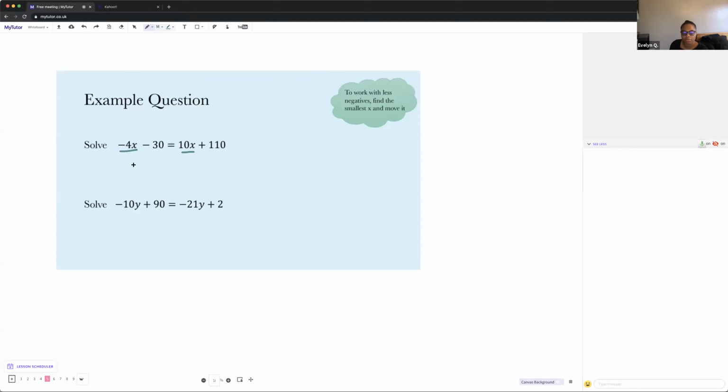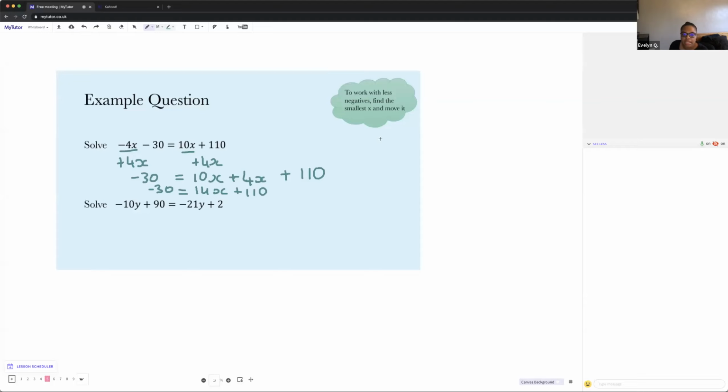Now because I've got a minus 4x, really I'm subtracting 4x on the left-hand side. Remember, I need to do the inverse operation. I need to do the opposite. So I need to add 4x to both sides. So on the left-hand side, I'm left with minus 30. On the right-hand side, I've got 10x plus 4x plus 110. Now, 10x plus 4x is 14x. So I've got minus 30 equals 14x plus 110.